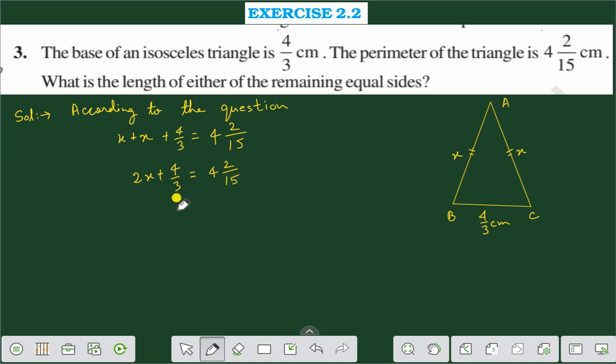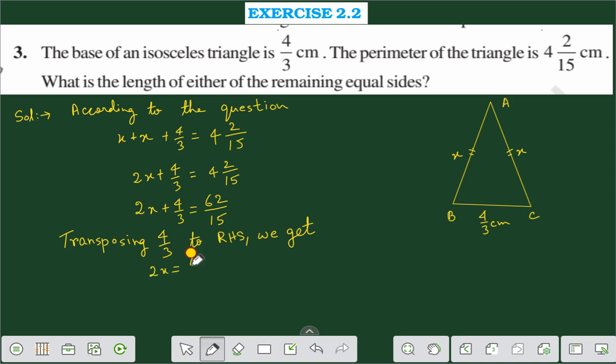Now transposing 4/3 to the right hand side, we will get 2x is equal to 4 whole 2/15, that is 4 times 15 is 60 plus 2, 62/15, that is 62/15, and it will be minus 4/3.